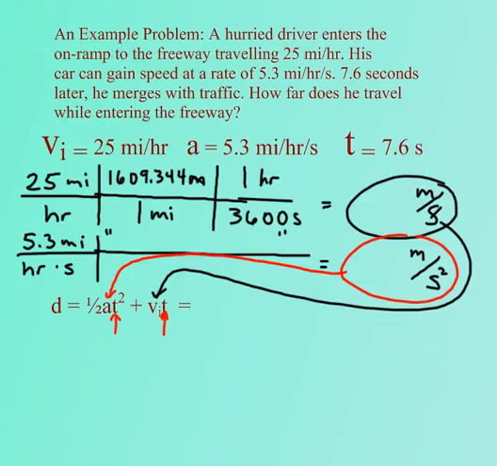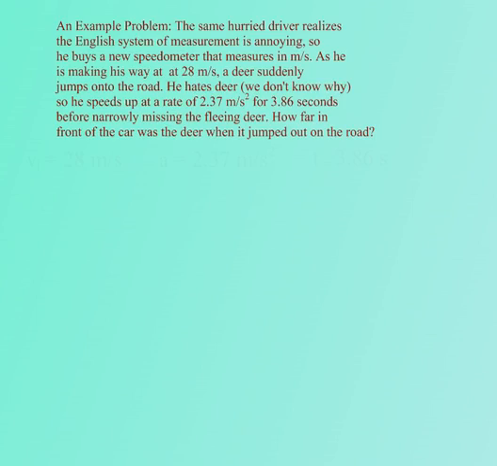Now, if you have an equation where you have unit agreement, as you do here, you can see the same hurried driver realizes the English system of measurements is annoying, so he buys a new speedometer that measures in meters per second. As he's making his way at 28 meters per second, a deer suddenly jumps onto the road. He hates deer. We don't know why. So he speeds up at a rate of 2.37 meters per second squared for 3.86 seconds before narrowly missing the fleeing deer. How far in front of the car was the deer when it jumped out onto the road?